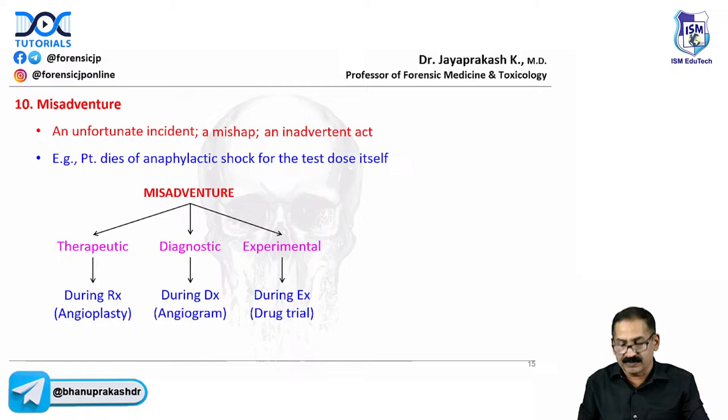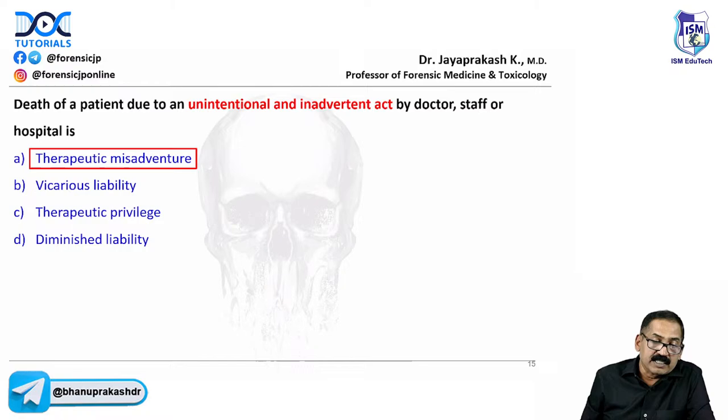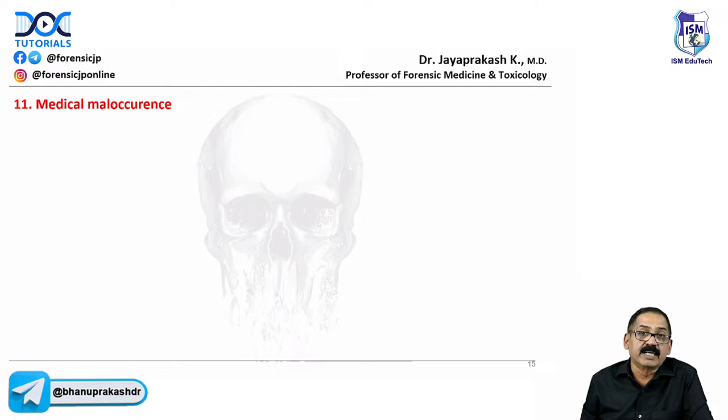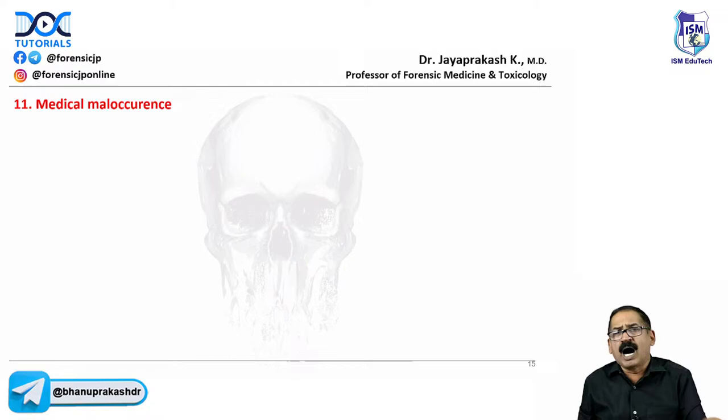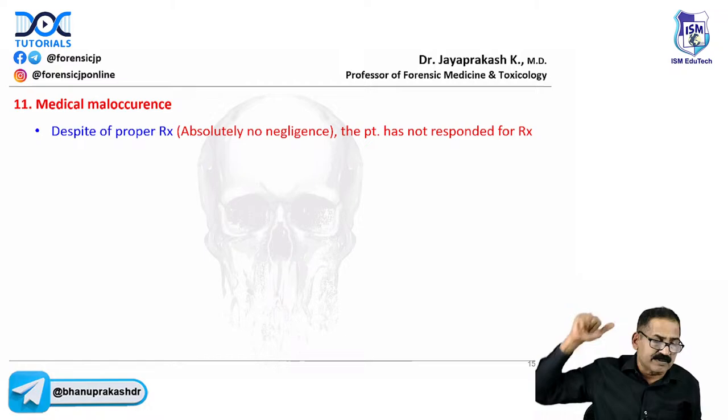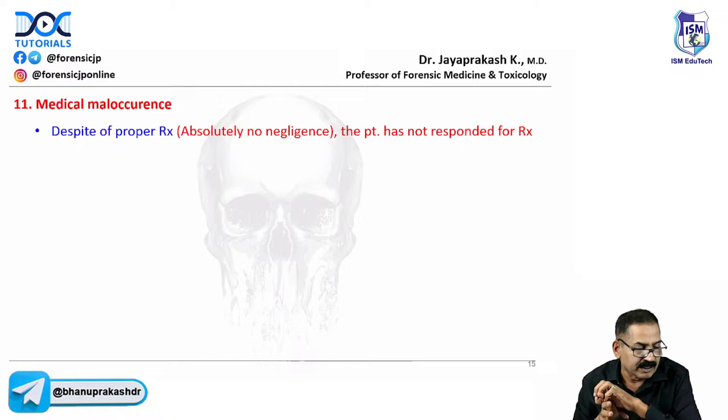Death of a patient due to an unintentional and inadvertent act is known as therapeutic misadventure. Number 11, medical maloccurrence. What is medical maloccurrence? Absolutely no negligence by the doctor, but the patient has not responded to the treatment. Okay, clear. I will just give an example, then you will understand.